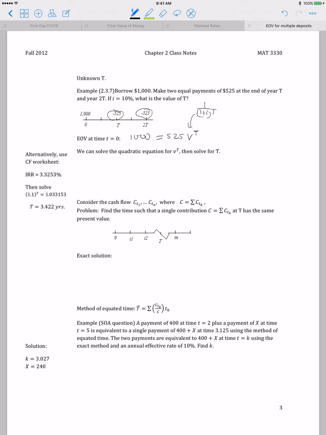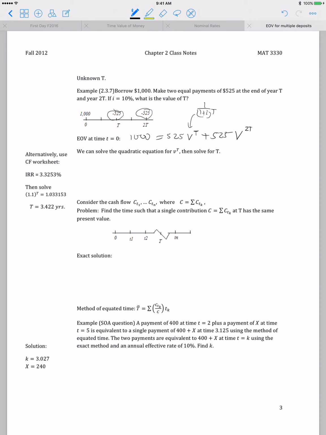So we're just discounting back 525 to time 0, and then the second $525 payment has to be multiplied by v to the 2t because we're discounting it back 2t years to time 0. So we have the present value of the loan is equal to the present value of the two payments.